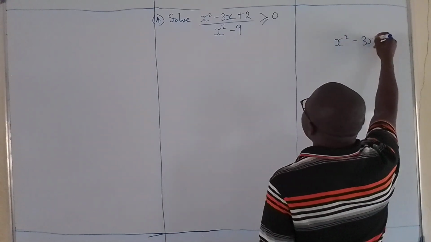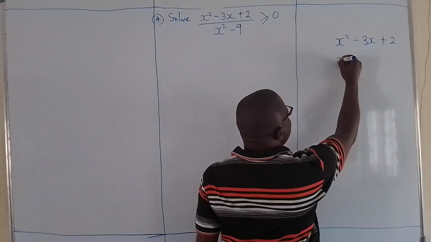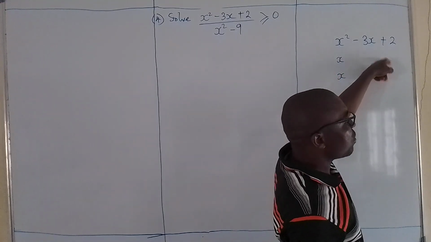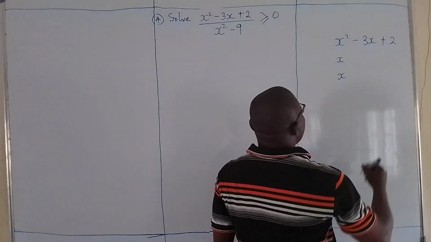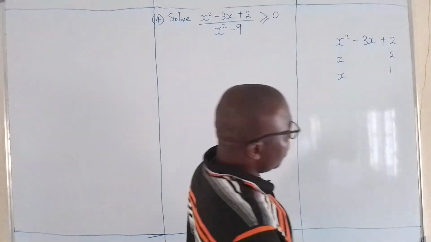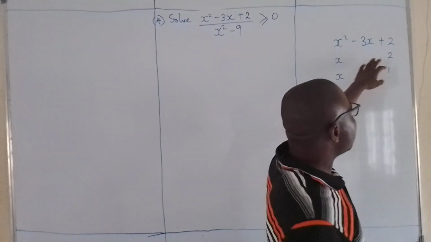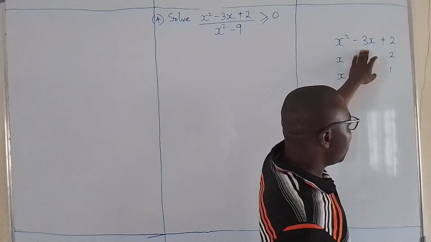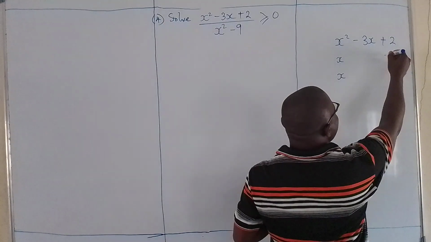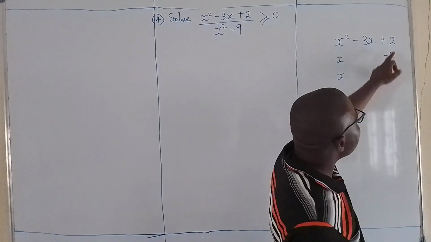To factorize that, what we do is think of two factors that when you multiply, you have this x squared, which is x and x. X times x will give you x squared. The next thing is think of two factors that when you multiply, you have 2. Of course, 2 and 1. Now, the condition is that the two factors you are using here and here must be such that when you cross multiply and add, it will give you the middle term. If you cross multiply this and add, it will not give you the middle term. But if I attach a negative sign here, let's see what will happen. Minus 2 times minus 1 is positive 2.